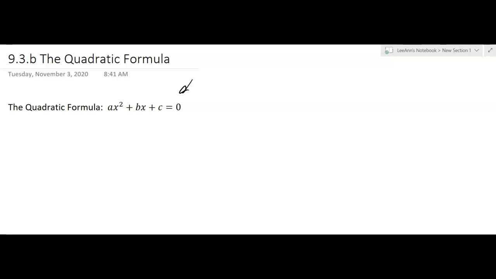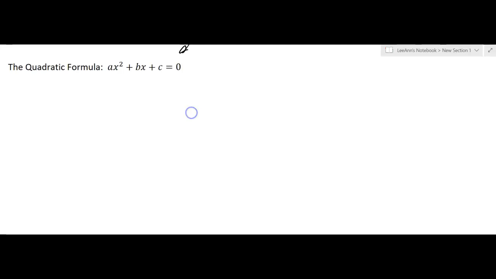So somebody said at one point, I don't want to have to keep completing the square for every quadratic equation I'm trying to solve. So how about if I come up with a formula? And so I'm going to show you where that formula comes from.